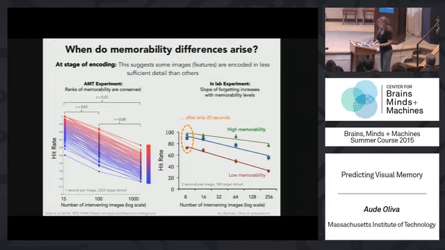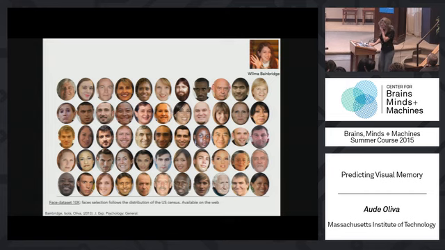So it suggests that there are some features in the visual information that are encoded in less detail than others, or with more detail than others. And what's very interesting is then you can go to neuroscience and basically start studying the level of detail or the quality of encoding of an image and see where in the visual pathway an image is gone after 20 seconds or something like this. So, important point, the rank is conserved.